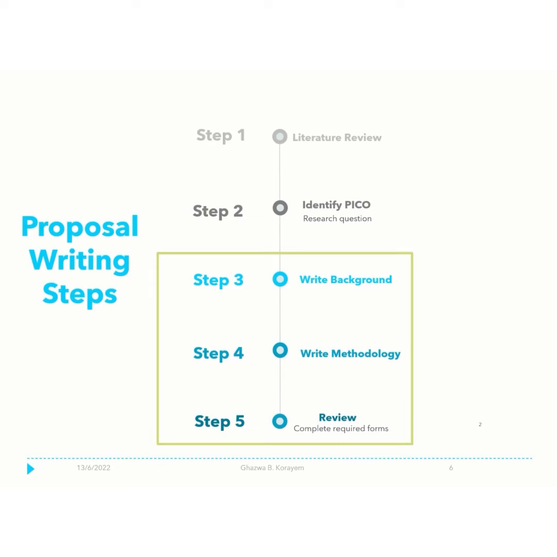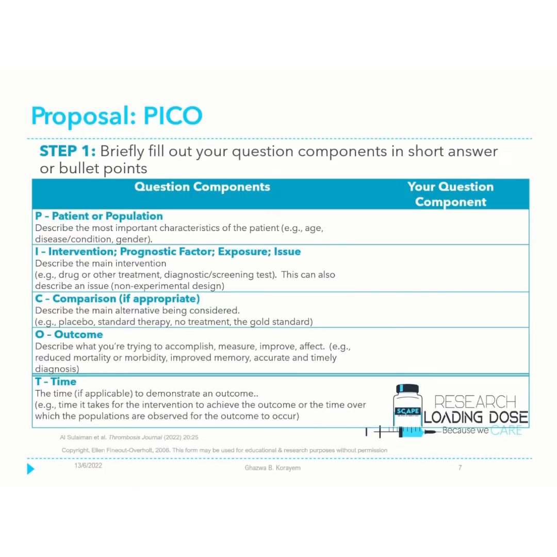And after that, you will need to complete the IRB forms or any forms required by the institution in addition to the proposal. Some institutions might have a proposal form already ready with the subsections that are needed, and others do not have a specific form for a proposal. So we will talk about the general skeleton of any proposal. But we have to start first by identifying the PICO question.